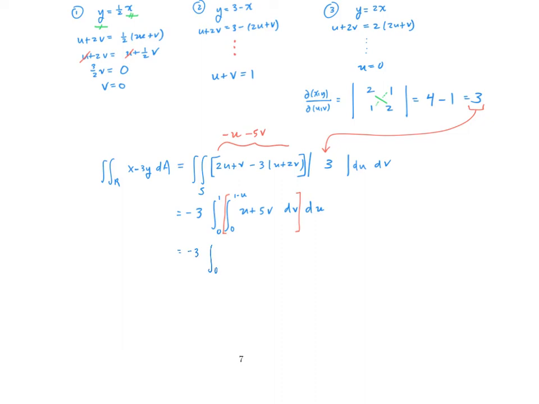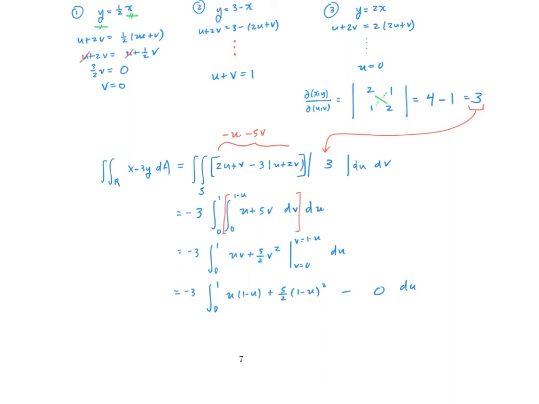So evaluating the antiderivative on the inside with respect to v, we would have uv plus 5/2 v squared from v equals 0 to 1 minus u. So we substitute in a 1 minus u, minus sign, substitute in 0. Of course, when you substitute in 0, you get back 0. So we would have u times 1 minus u plus 5/2 times 1 minus u squared. And I'll write the minus 0 just for fun, du.